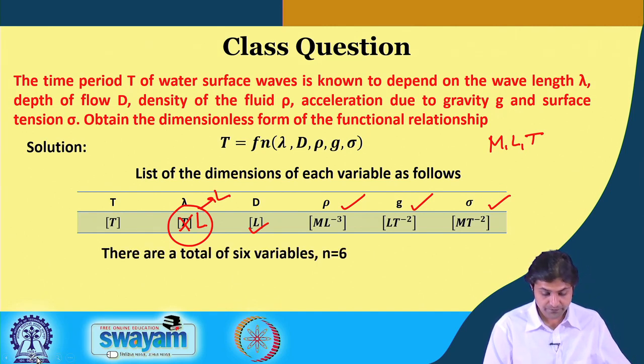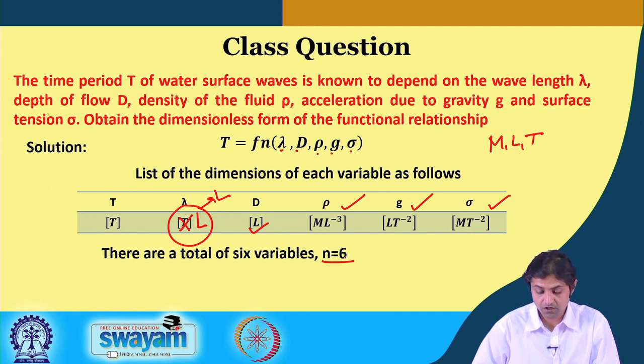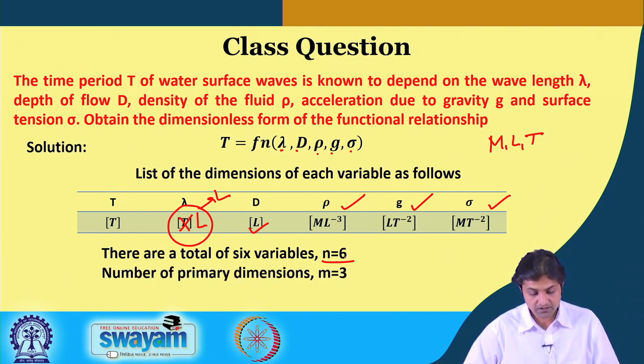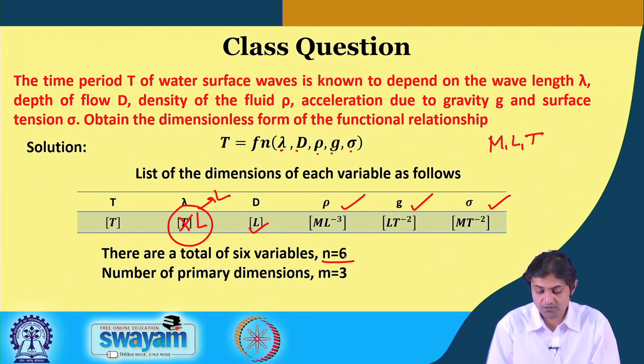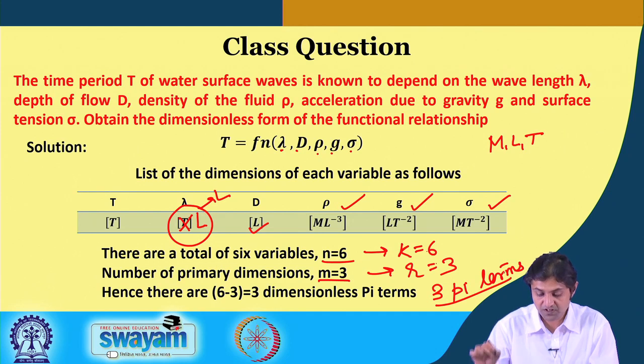All right. So, as we have seen 1, 2, 3, 4, 5, 6, the total number of variables is 6. So, n is equal to 6, or k is equal to 6, and the number of primary dimensions, which we have been calling r in the Buckingham pi theorem, is 3. So, the number of pi terms will be k minus r, so total 3 pi terms.